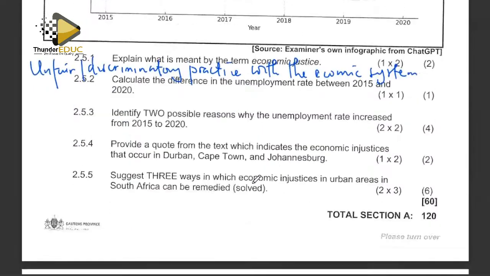Identify two possible reasons why the unemployment rate increased from 2015 to 2020. Right, we are trying to check on the possible reasons why unemployment was on the rise. What made unemployment increase? Right, one of the most obvious reasons is slow economic growth.